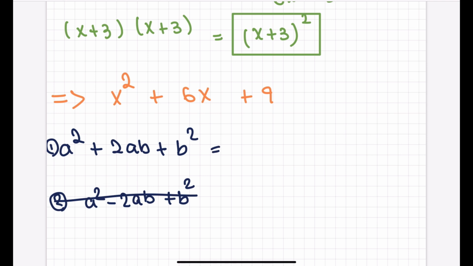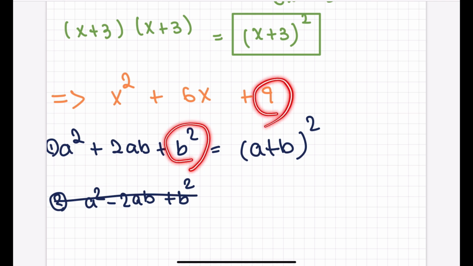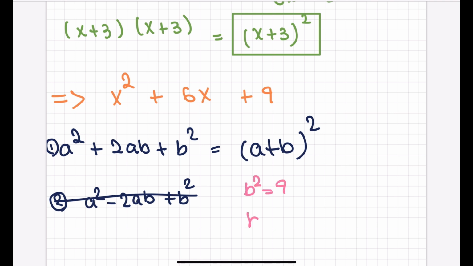a squared plus 2ab plus b squared is (a plus b) squared. So all you have to do in the question, you need to verify your a and you need to find your b. So let's take a look. I know the b, look, b squared is 9. So I'm going to write it down here. So b squared is 9. That means b is going to be 3. How did I get 3? Square root. So I got my b.